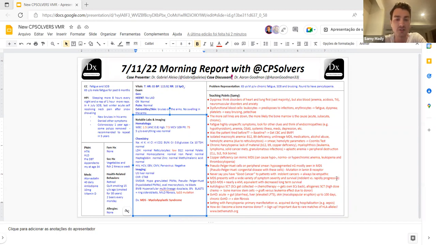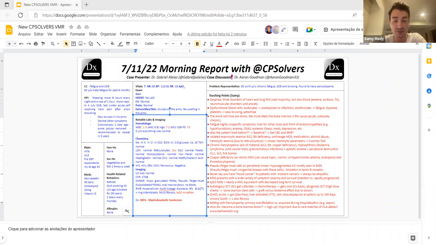For the differential of chronic pancytopenia, it can be due to lack of material, for example, B12, B9, copper deficiency, myelofibrosis, for example, leukemia, lymphoma, solid cancer mets, granulomatous infections, more commonly over aplastic anemia, and lastly, peripheral destruction, for example, seen in CLL, SLE, or tick-borne diseases.